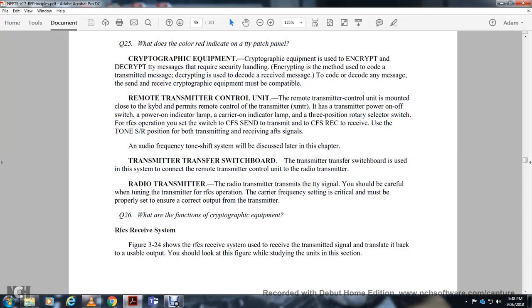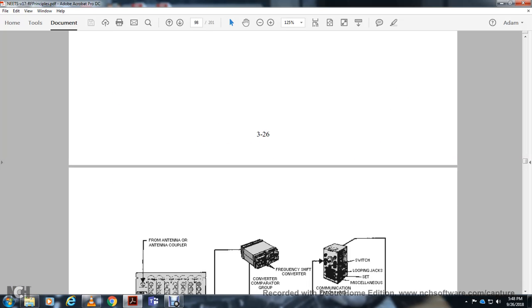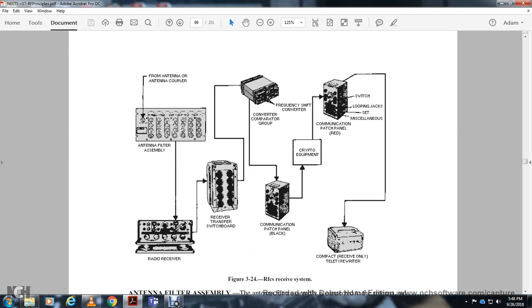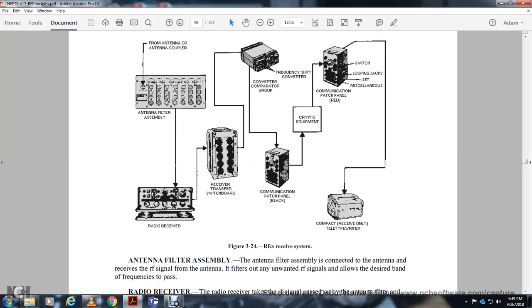Receiving system, figure 3-24 of the RFCS. The receive system receives the transmitted signal and translates it back to a usable output. You should look at the figure showing the units in the section. From the antenna: the coupler, antenna filter, radio receiver, transformer transfer switchboard, converter comparator group, the communication panel with the cryptographic and frequency shift converter, communication panel, switch panel, red switch looping jack, set of miscellaneous, and the receiving teletypewriter.